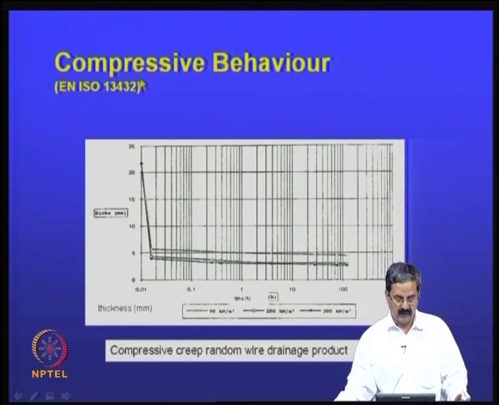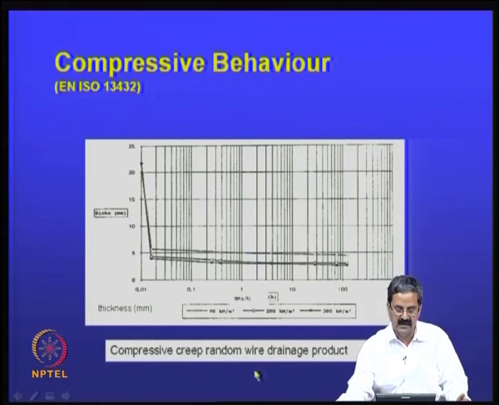Another thing is the compressive behavior. As I just mentioned, many of these materials are also compressible, right. So, one can see that compressibility behavior under different confining pressures. This is particularly important in the case of drainage products, because, as I said, water flow is very important, and if the compressibility is going to be more, the drainage is less.